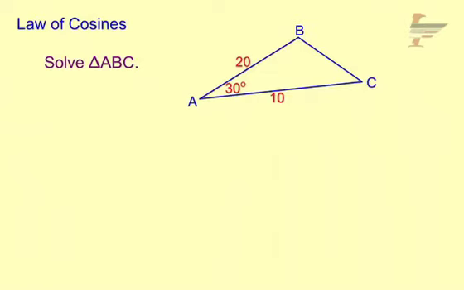Of cosines, we are trying to find all the angles and all the sides. Here we're given a side-angle-side situation. What I look for is, can I set up law of sines? And if I can't, then I divert to law of cosines. Looking at this, I can see there's no way for me to do law of sines, so it must be a law of cosines problem.